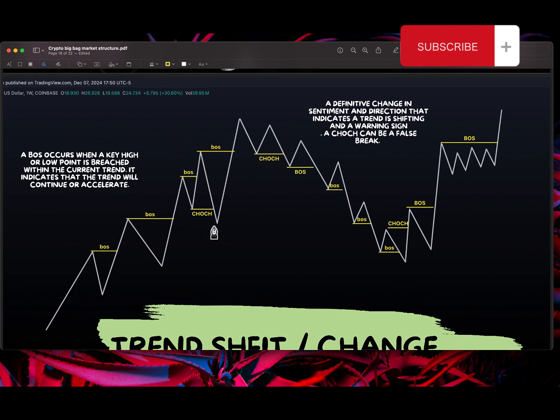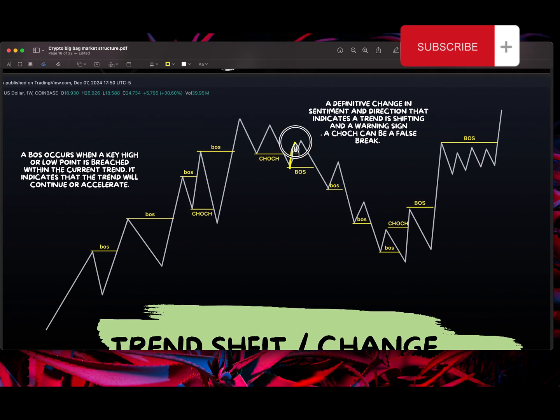Now, in order for us to know that price shifts, price needs to make a lower high to make a lower low. But this time around, price continues in the original trend, breaking structure, which indicates a breach within the current trend. So it breaks structure to move up, creates a high, pulls back, retraces to create a low, goes back up, creates a high, then we have another breach of the low. Now we have a change of character again. This is a warning sign.